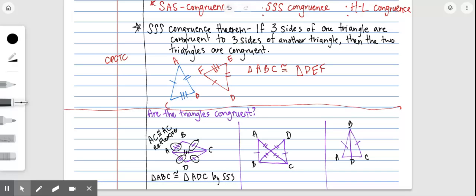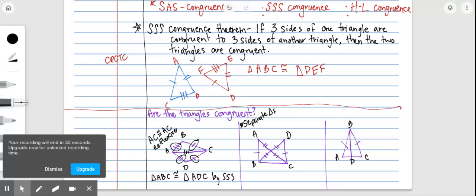Okay, let's try the second one. Now the second one is a little harder to see, so what I'm actually going to do is separate it into 2 triangles. And this is honestly the best tip I've ever known: when I see 2 overlapping triangles, I separate them. I actually show the separation on my notes, okay?